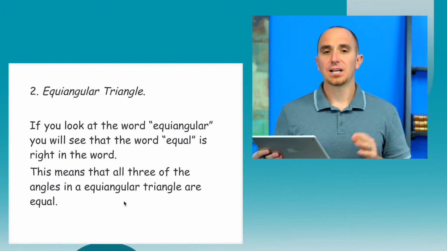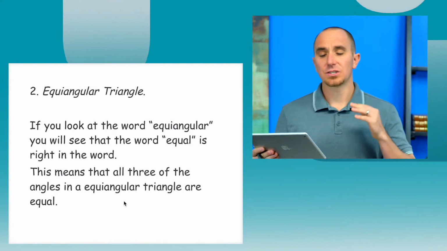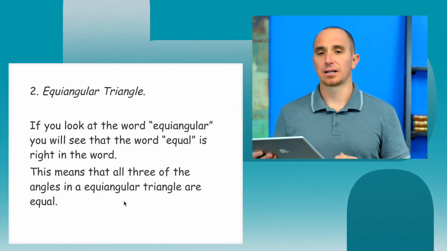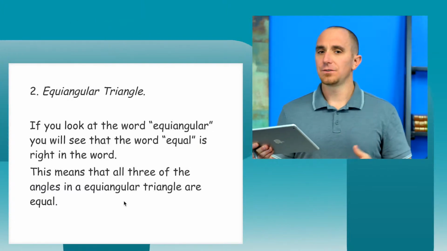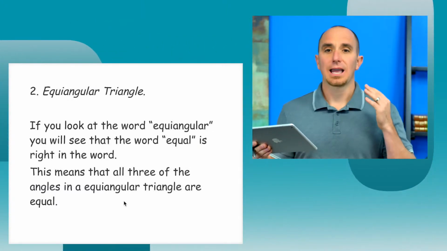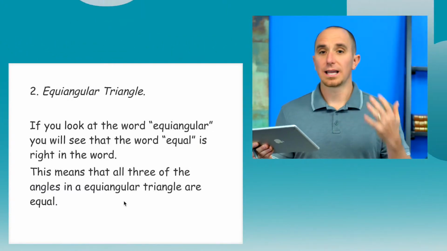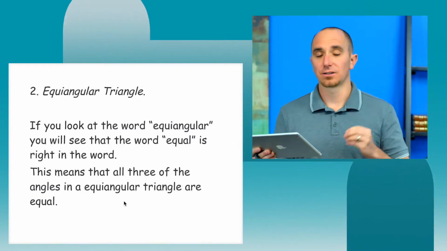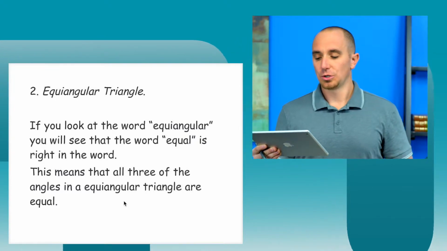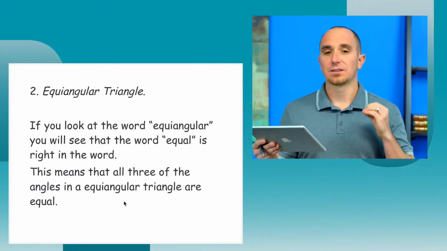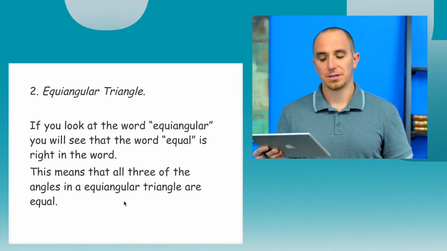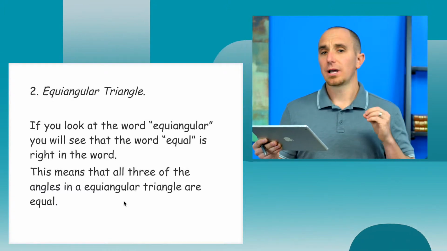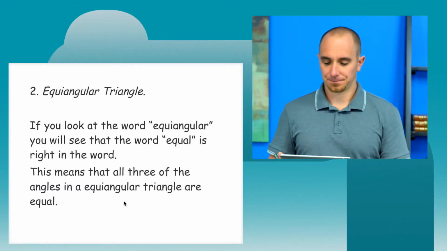All right, now the next one's a little bit of a tricky one. This one is called equiangular triangle. Now, don't get it confused with equilateral. This one's equiangular because they're equal angles. So if you look at the word equiangular, and I know that's a tongue twister, you will see that the word equal is right in the word. So this means that all three of the angles in an equiangular triangle are equal.